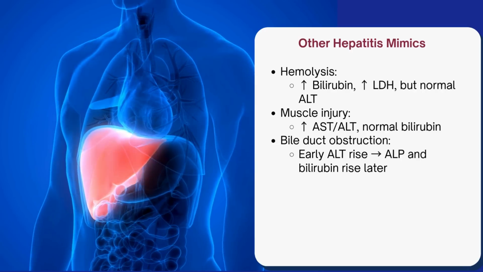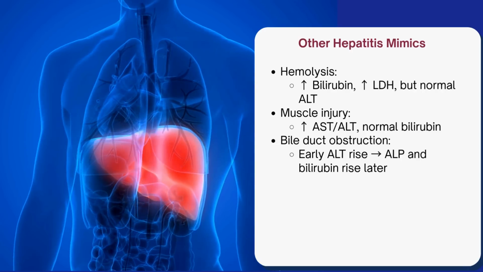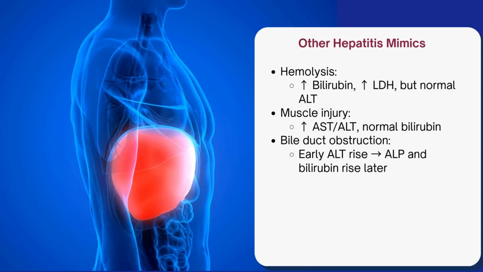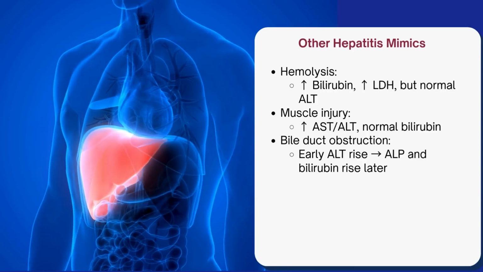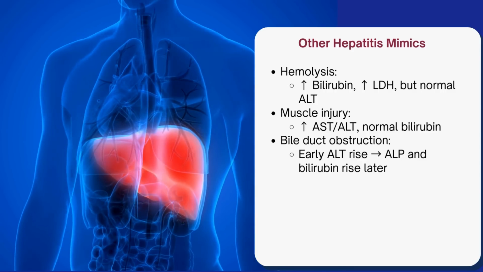Other mimics include hemolysis, increased bilirubin and LDH, no ALT bump. Muscle injury, elevated AST or ALT but normal bilirubin. Acute bile duct obstruction, initial ALT spike, but ALP and bilirubin follow.